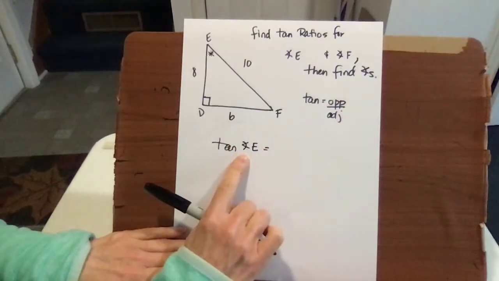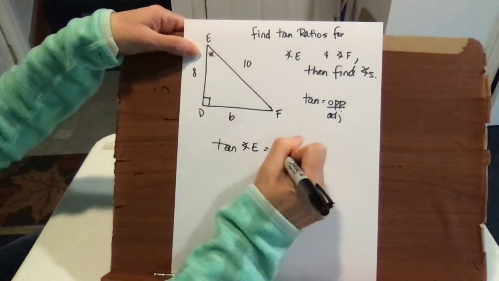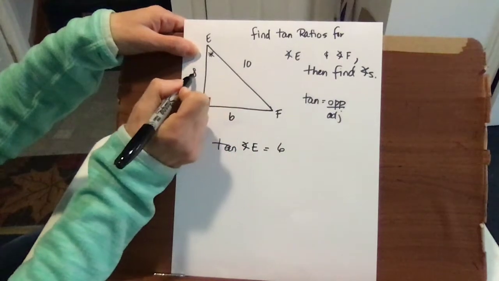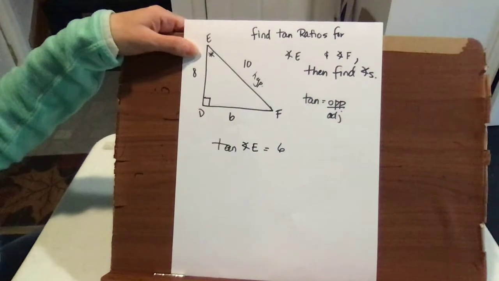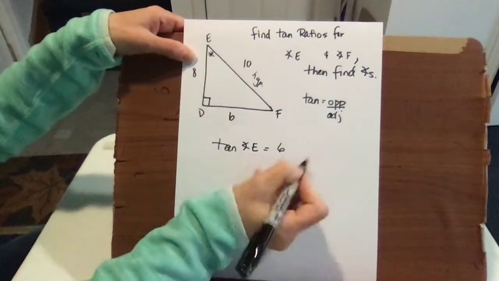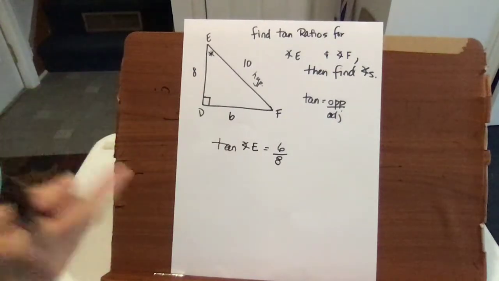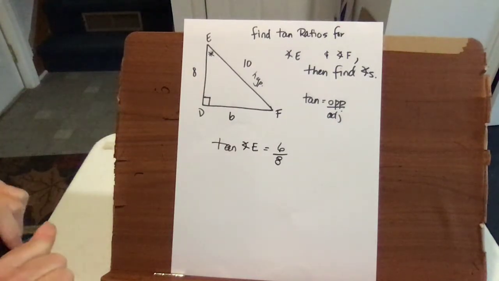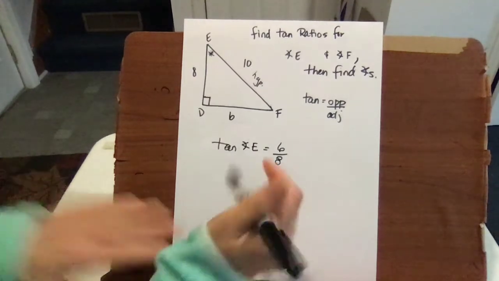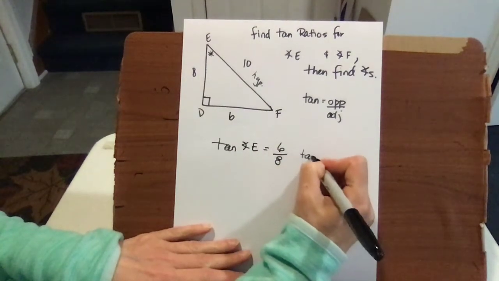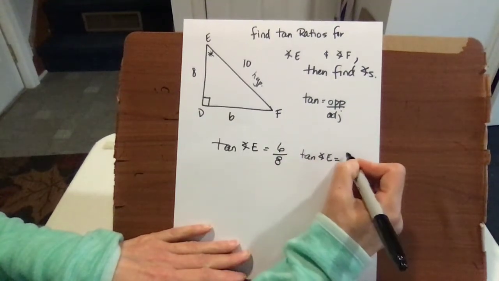So the tangent of the angle equals, the opposite side to E is 6, but the adjacent side to E is not the hypotenuse. Remember, this is always the hypotenuse, no matter what. So it's going to be over 8. It's only the two legs that will change between opposite or adjacent depending on what angle you're looking from. So this is our ratio. Tangent of angle E is equal to, in reduced form, 3 over 4.